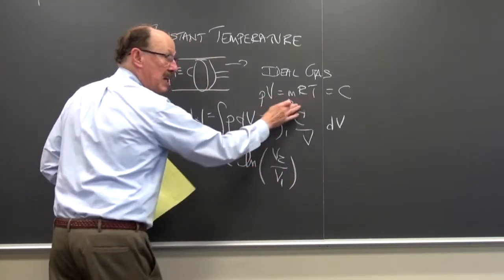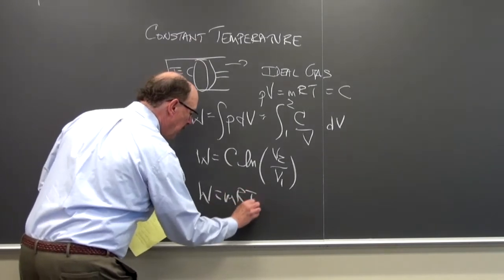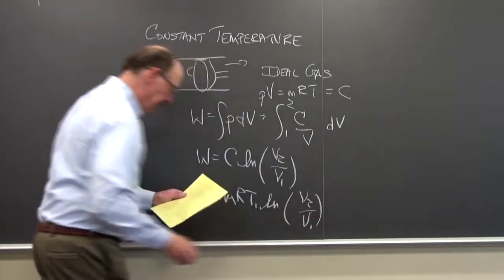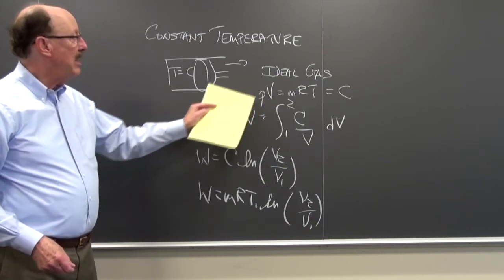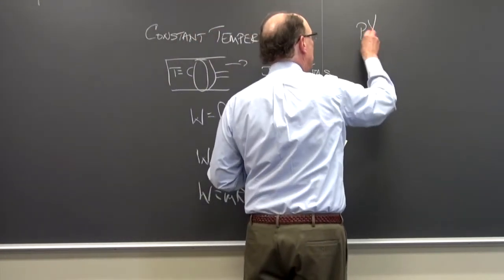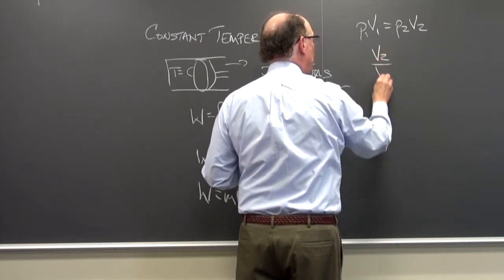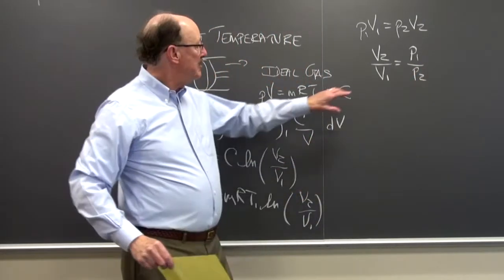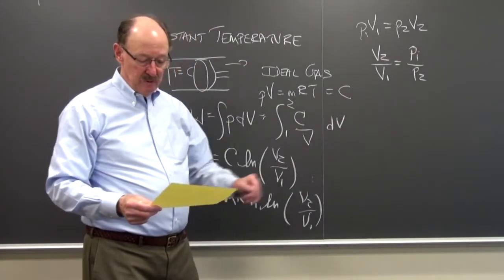And C we see is MRT times the log of V2 over V1. If you notice that PV is a constant, then the pressure and volume are opposite each other. So I could have P1 V1 is equal to P2 V2, or I have that V2 over V1 is equal to P1 over P2. So I could take this, I could replace the pressure and put it in here. So we could do that.